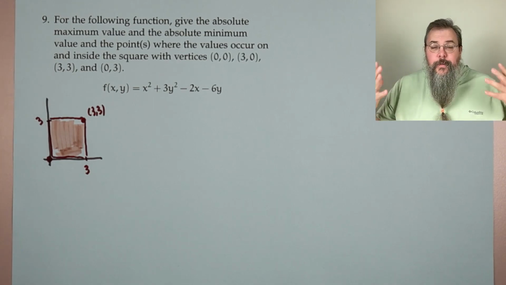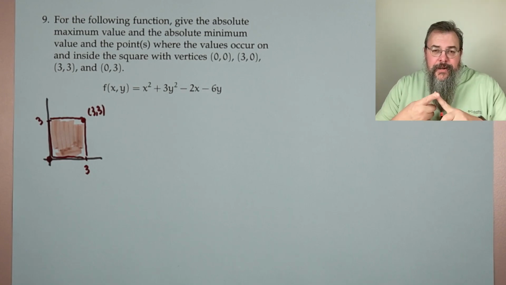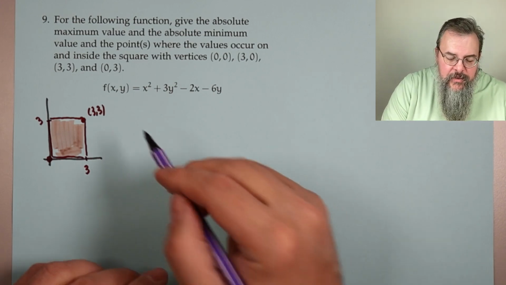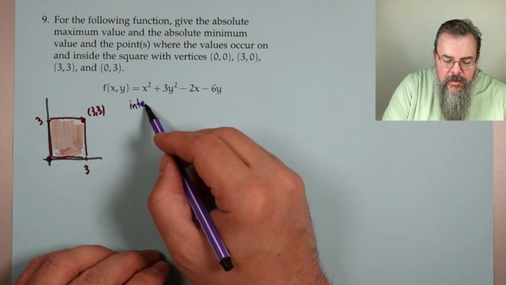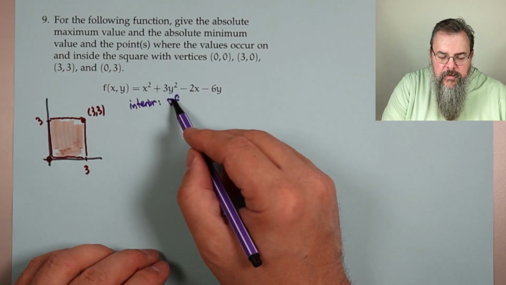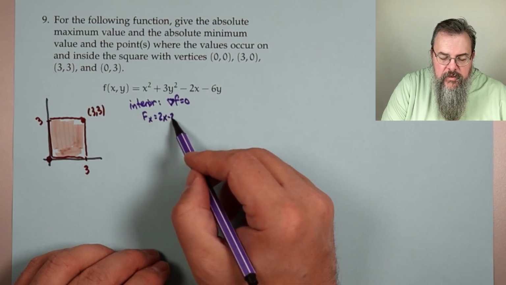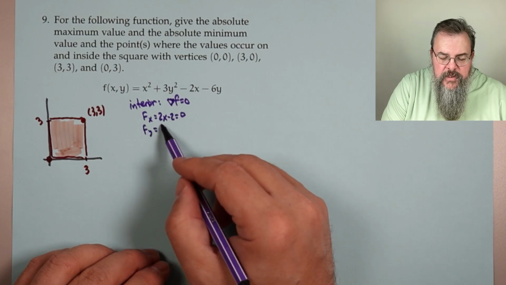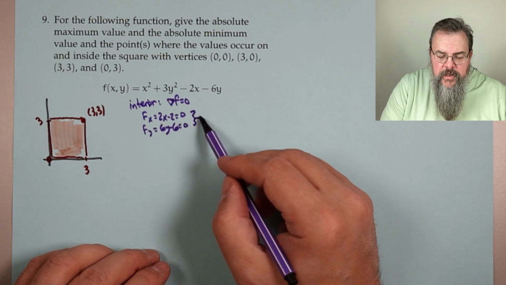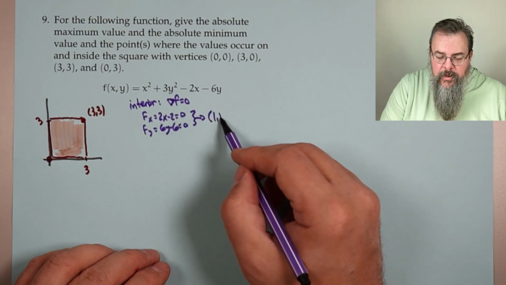So when we start making our list, what do we start looking for? Well, we start looking for interior and boundary. So let's start with the interior. For the interior, we've got gradient of f equals 0. So that says f sub x, which is 2x minus 2, equals 0, and f sub y, which is 6y minus 6, equals 0. And wouldn't you know it, that leads us to x equals 1 and y equals 1. That's the point 1, 1.